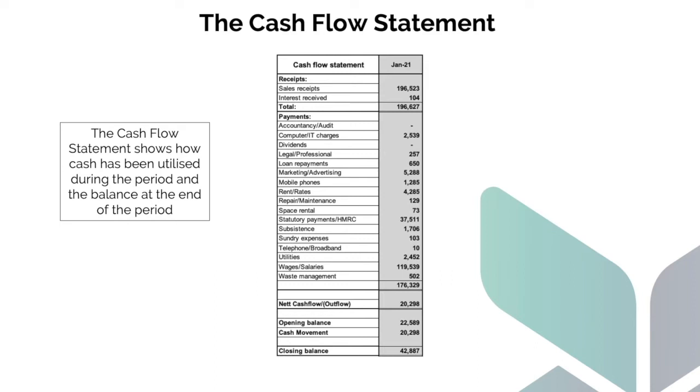The cash flow statement shows how cash has been utilized during the period and also the balance at the end of the period. As we've already seen, this 42,887 appears in your balance sheet. So that's the balance as at the end of the period, but the movements during the period are in here. So you've got an opening balance here. That's the important point, that the only way you can get to this is because you've got this. Cash movement is 2298. So the sales receipts in of 196 minus the payments out 176 is 2298.